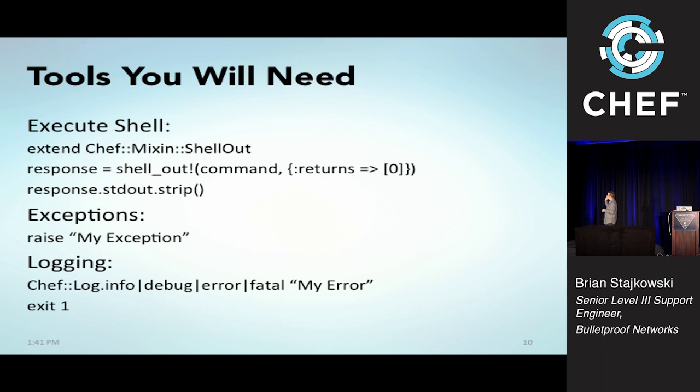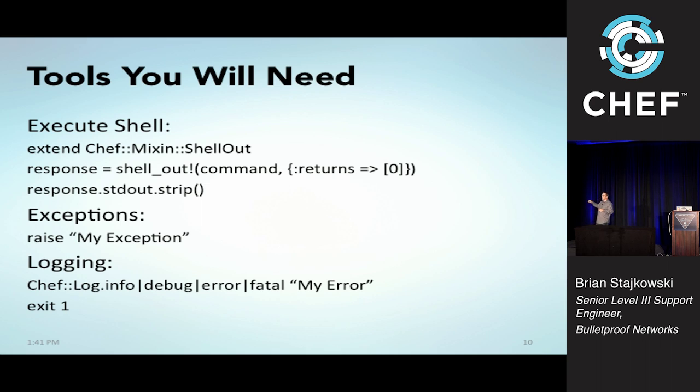Take a look at that if you want to see how they accomplish it and how they parse the output. It's a great example. Exceptions. You can raise exceptions within the LWRP or heavyweight resource providers that will stop Chef. It'll say, hey, here's my exception, and I'm stopping.